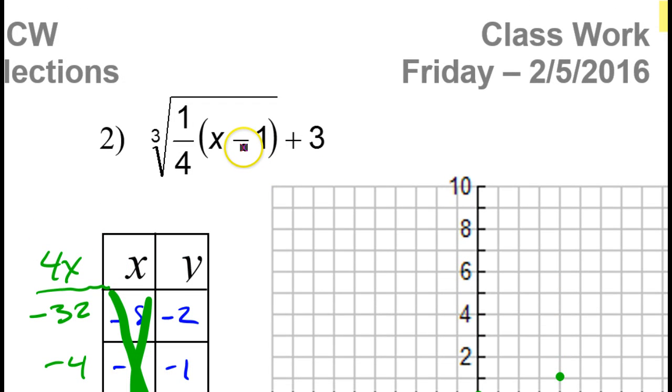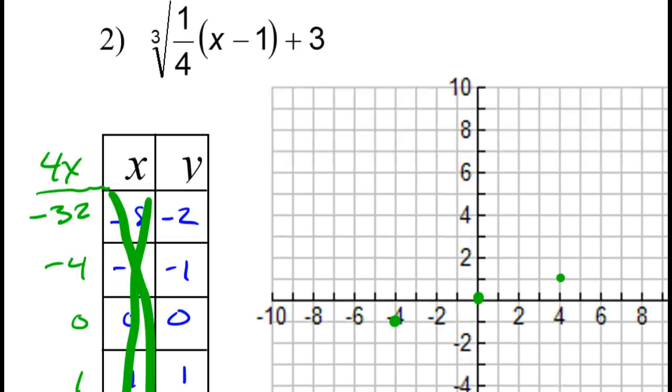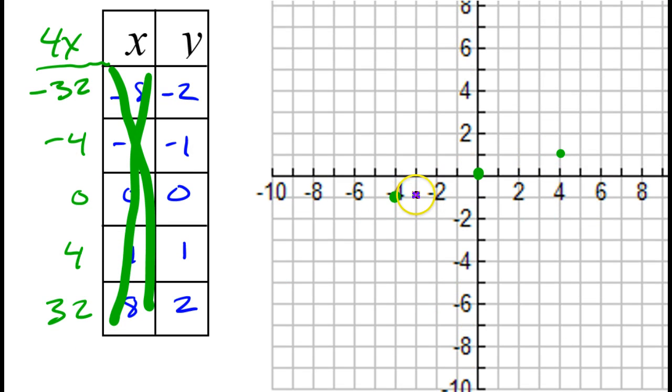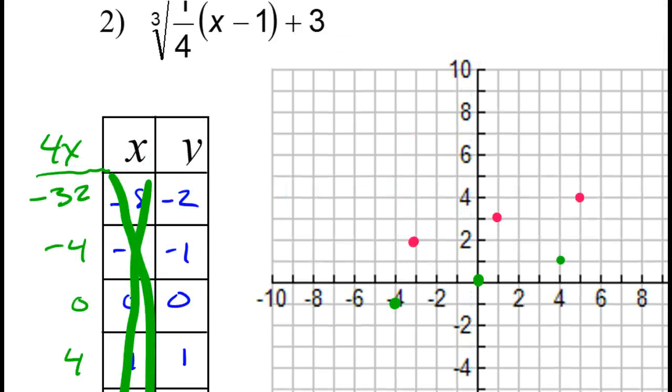So this is right 1 up 3. Okay, so I'll just move everything right 1 and up 3. Right 1 up 3, right 1 up 3. And that's it.